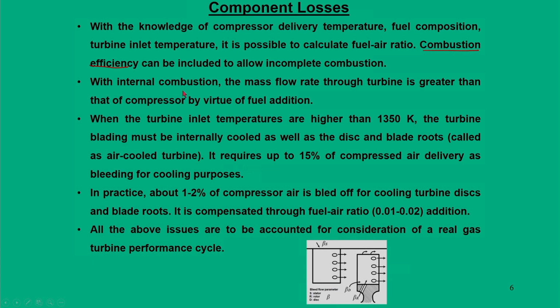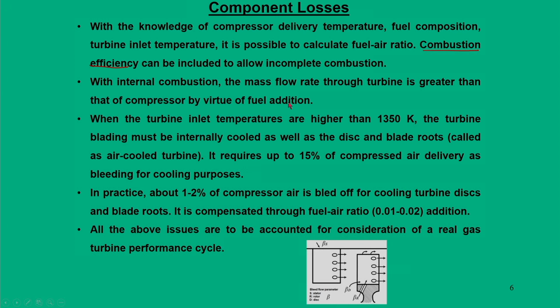Another issue is that during the combustion process we add fuel into the air. That means the mass flow rate in the turbine is different, because the compressed air comes from the compressor, and till that point there was no fuel. Now, in the combustion chamber fuel gets added. So, by virtue of the fuel addition, the mass flow rate in the turbine is greater than that of the compressor.